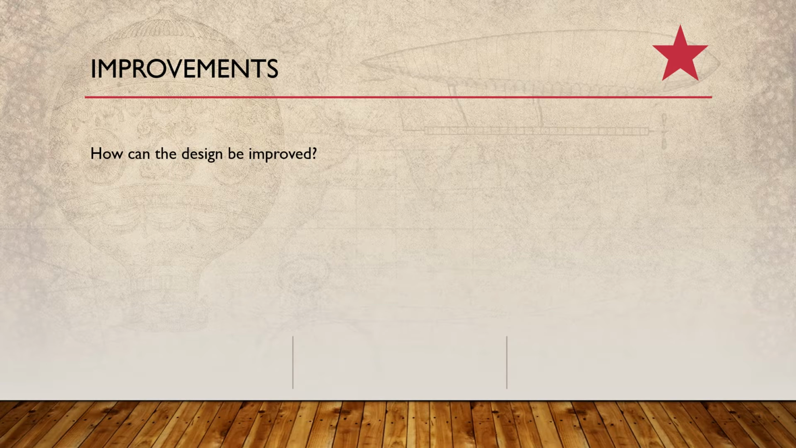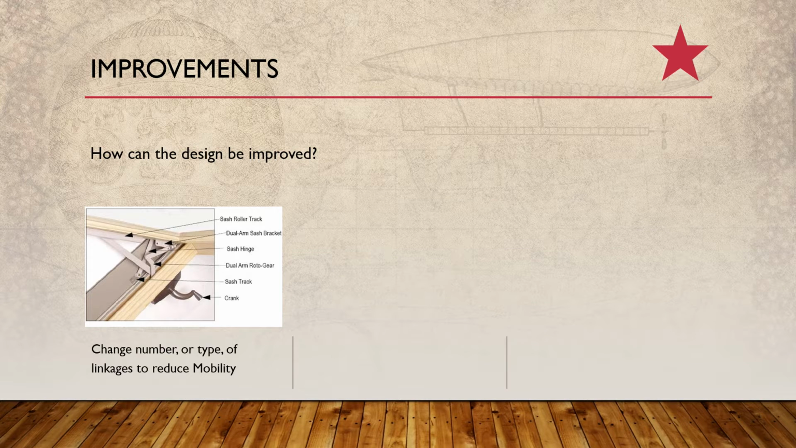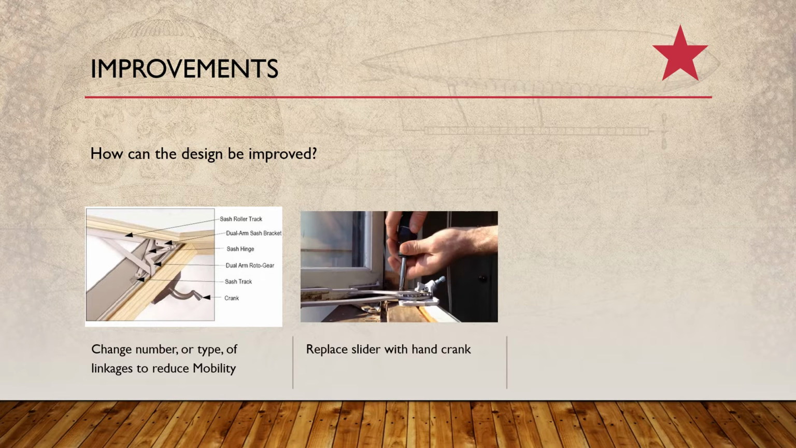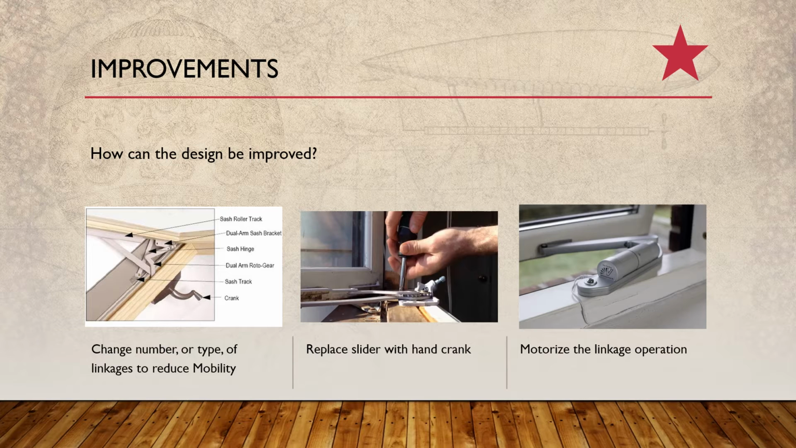So now that we have the design and have developed it, we looked at what could be improved. One of the first things is that we could change the number or type of linkages used in order to reduce the mobility down closer to 1. That would be a great improvement. Second, we could replace that slider with a hand crank. So instead of having to push the window out, we could simply crank a handle and the window would move itself out. And lastly, we could motorize the entire operation, reduce the total number of linkages, and replace it with an electric motor to make it even easier for the user.